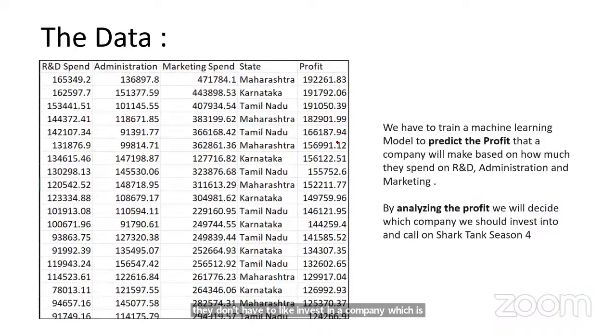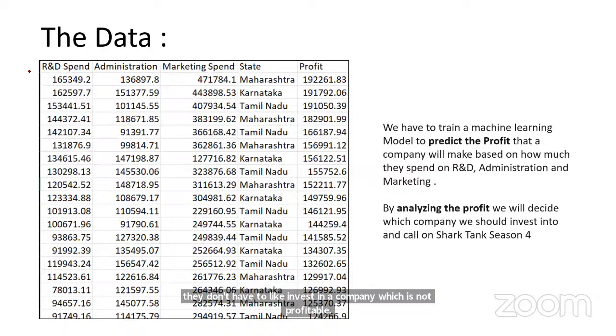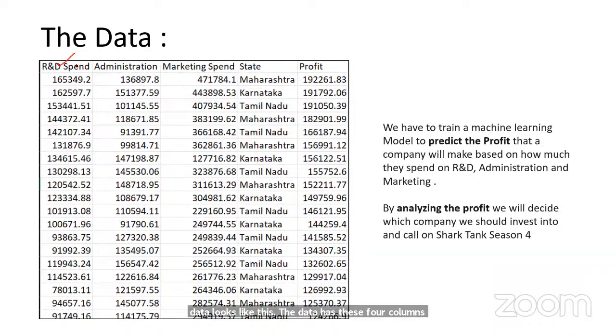So you come in the picture, they give you a data. The data looks like this. The data has these four columns. The R&D that the company spends on research and development, how much the company spends on administration, how much the company spends on marketing, and how much profit the company is generating.